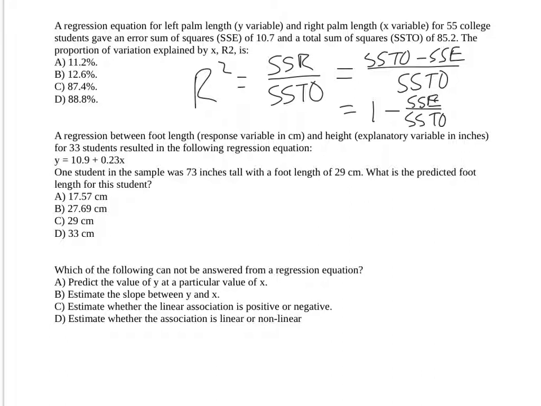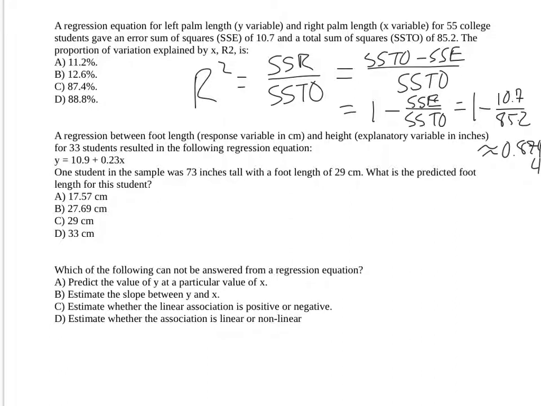So that makes it very easy for us, right? You just plug things into the formula: 1 minus 10.7 divided by 85.2. You go to the calculator, you plug it in, and you're going to find that it's approximately equal to 0.8744. There's actually another 4 at the end there, and I ran out of room. But what you see here, 0.8744, matches up perfectly, 87.4%. So that's how you can find r squared when you're given the SSE and the SSTO.